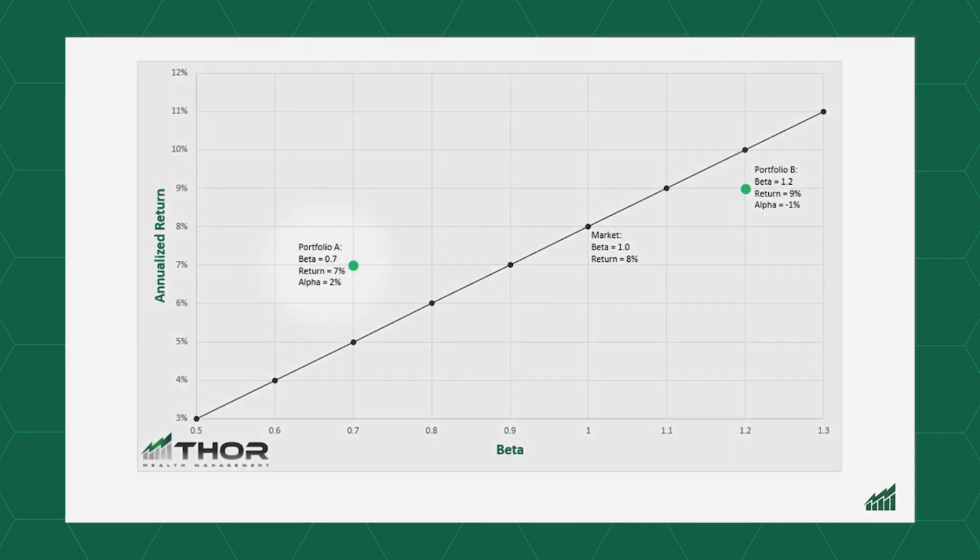Portfolio A has a beta of 0.7. So what this is saying is the portfolio has 30% less volatility. It is only 70% correlated with the market. So when the market goes up 1%, typically it's up 0.7. When the market goes down 1%, it's only down 0.7%. So there's a lot less volatility in this portfolio.